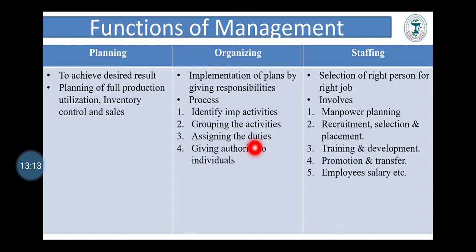Second function, that is organizing. It is the implementation of the plan by giving responsibilities to the people of the organization to perform various activities like purchasing, quality control, distribution, etc. The process involves the following steps: identifying important activities to achieve the objectives, grouping the activities into manageable units, assigning duties to appropriate individuals, giving authority to individuals, and fixing responsibilities for the result.